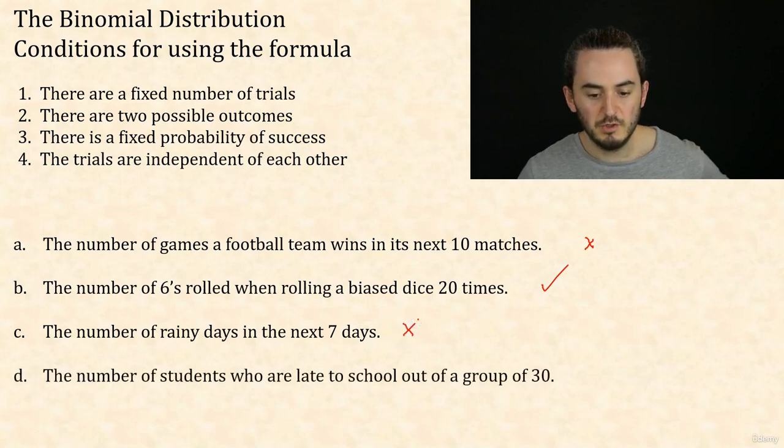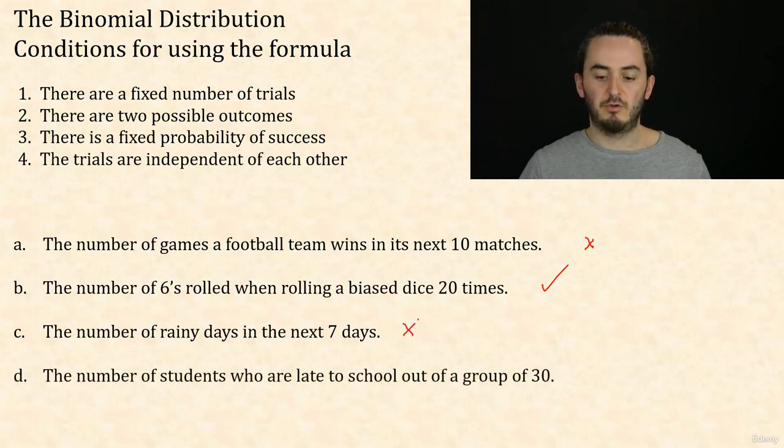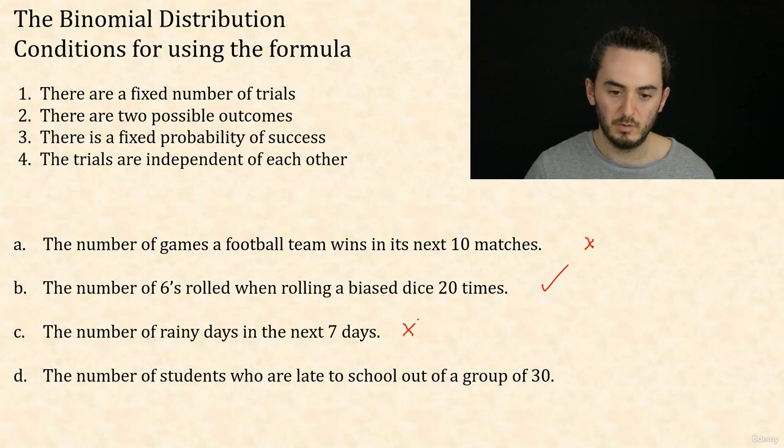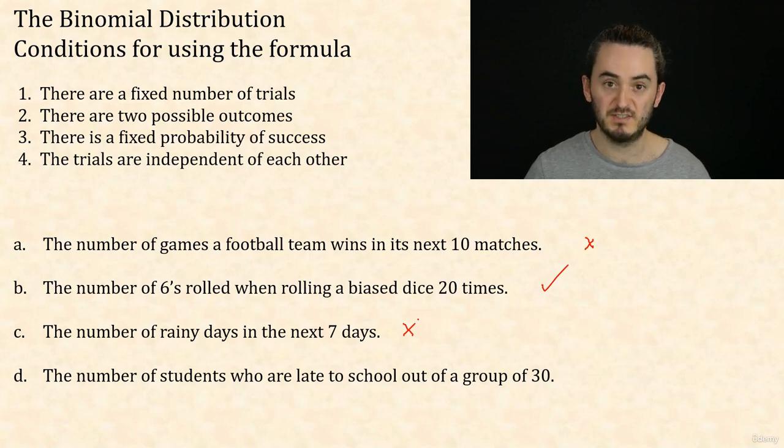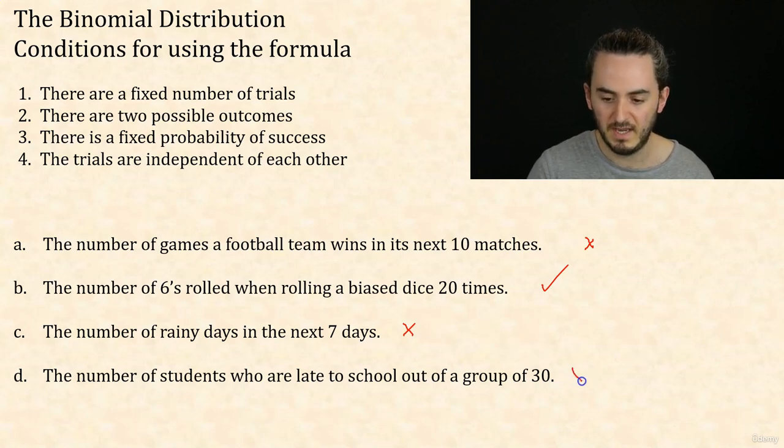Okay, the number of students who are late to school out of a group of 30. Well, certainly a fixed number of trials because it's 30 of them. Only 2 possible outcomes because you're either late or you're not. Fixed probability of success, not sure. Independent, I doubt it. For example, if there's a big snowstorm, then probably many of them will be late. Or if they catch the same bus and that's late, then maybe lots of them will be late. So I think that one definitely fails independence.